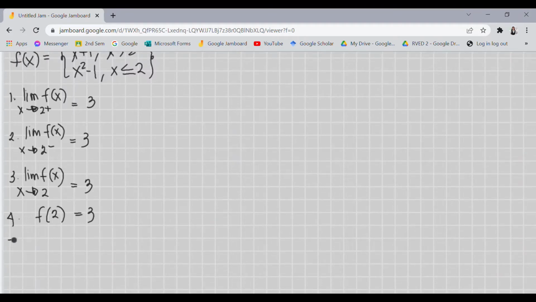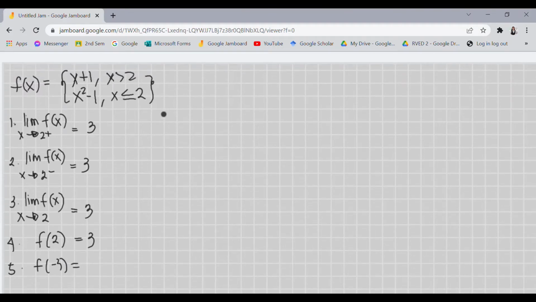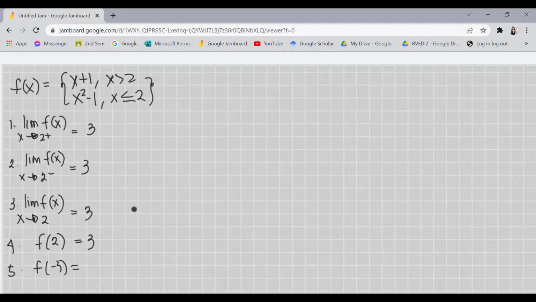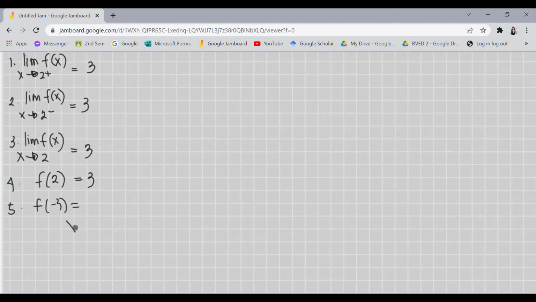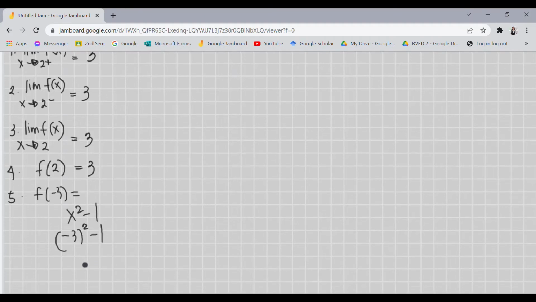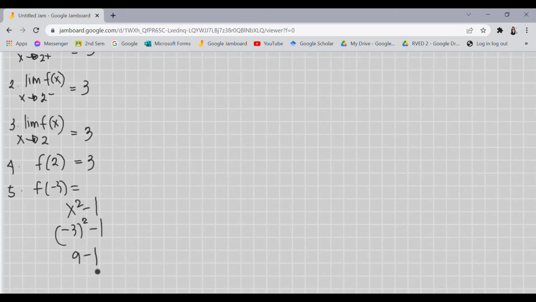And then lastly, we solve for f of negative 3. Okay? For f of negative 3, negative 3 is in this bracket pa din. Less than 2 siya. So, you'll still use x squared minus 1. So, using x squared minus 1, we have negative 3 as our x. We square it, minus 1. And then negative 3 squared is 9 minus 1. That gives you the answer of 8. So, for f of negative 3, our answer is 8.